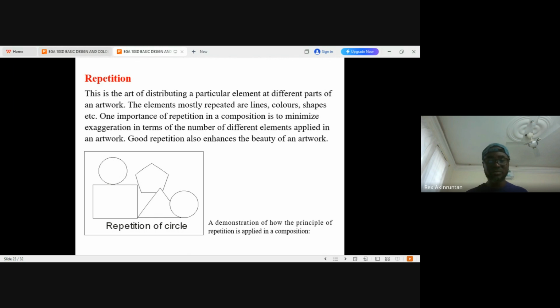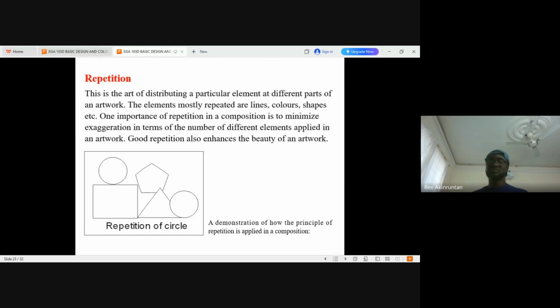One importance of repetition in a composition is to minimize exaggeration in terms of the number of different elements, when applied in an artwork. Good repetition also enhances the beauty of an artwork. So if you bring repetition, it minimizes the exaggeration.